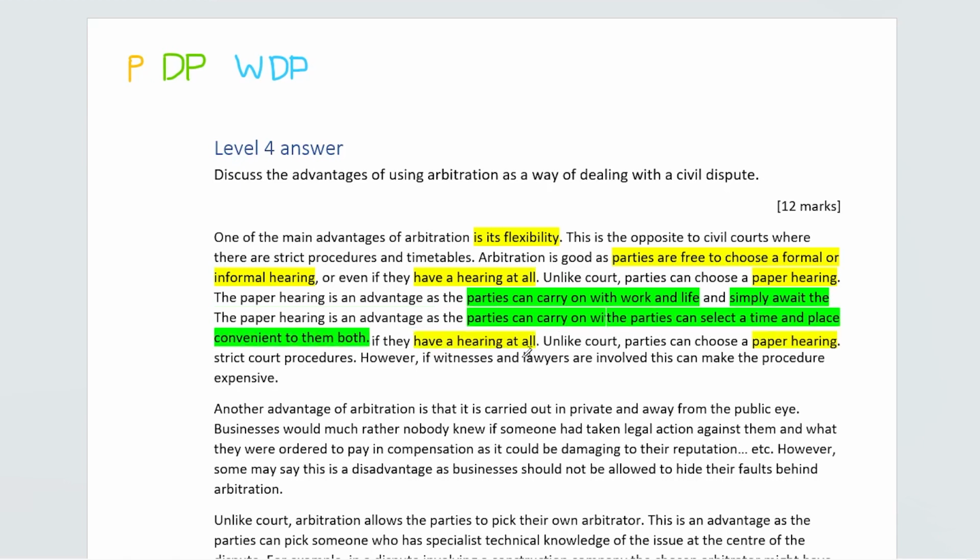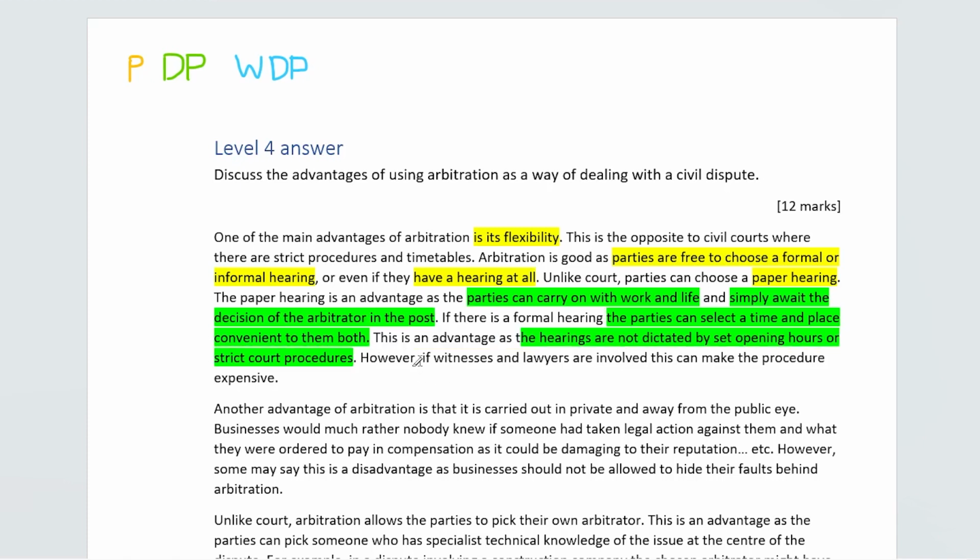This is an advantage as the hearings are not dictated by set opening hours or strict court procedures. However, if witnesses and lawyers are involved, this can make the procedure expensive. So now we can look at some keywords he's used. So here he goes straight to the point.